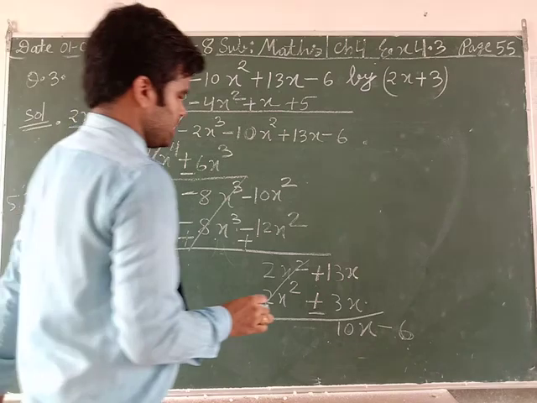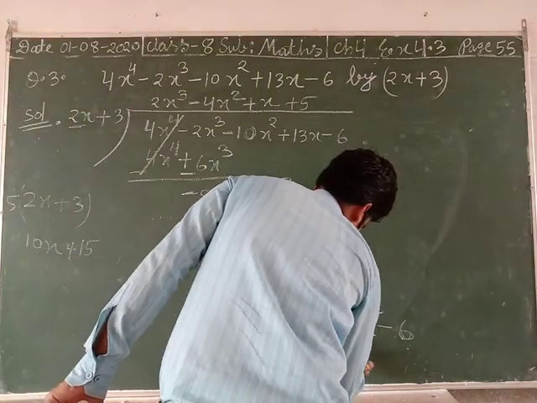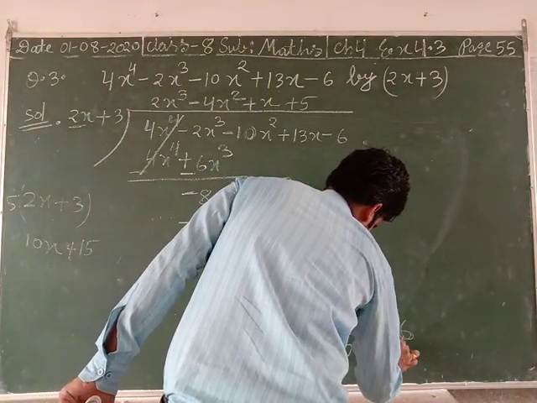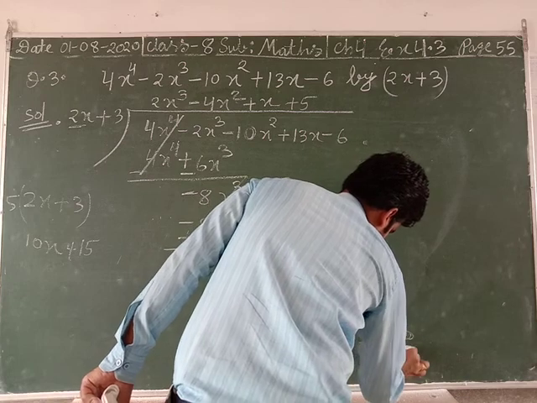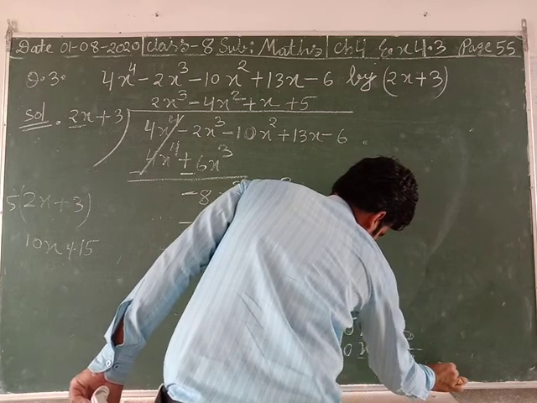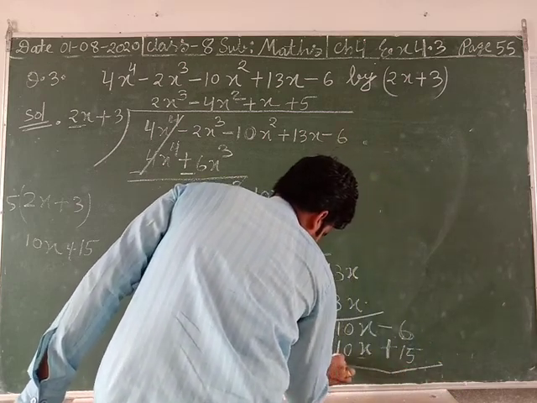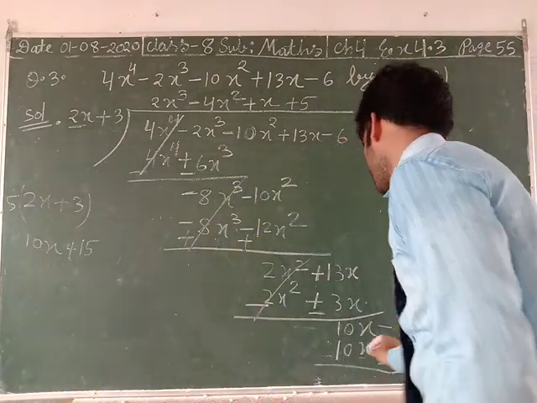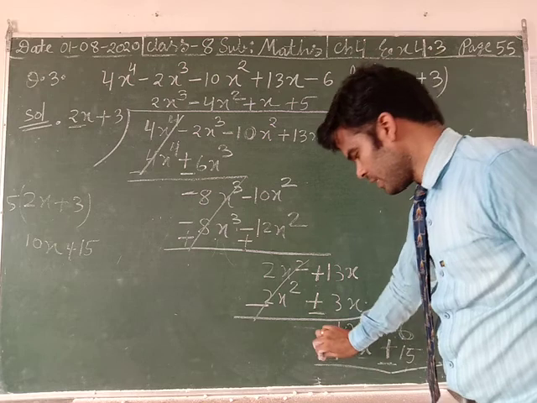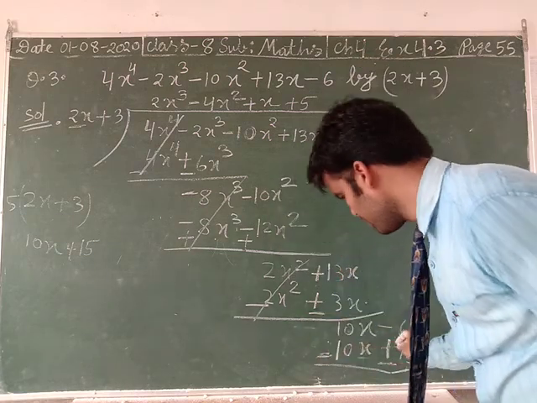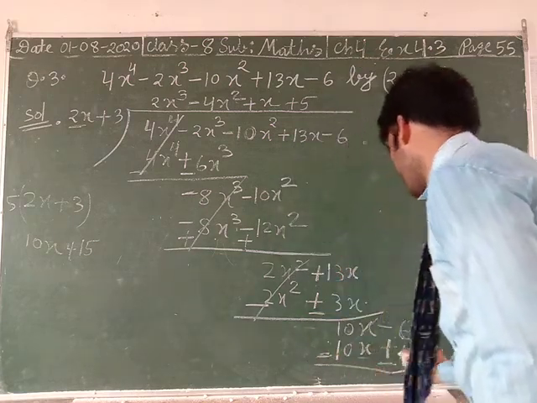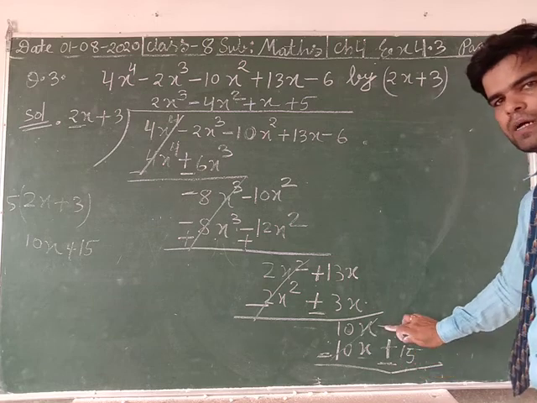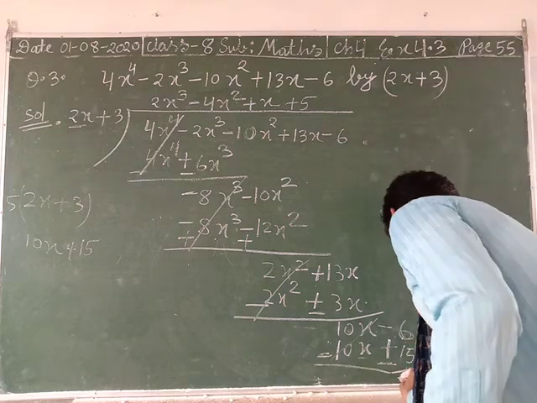So students, here I write 10x plus 15. So this becomes minus and this plus also becomes minus. So students, this 10 is positive and this 10 is negative, so it gets cancelled. But here both are negative. So minus 15 minus 6 is minus 21.